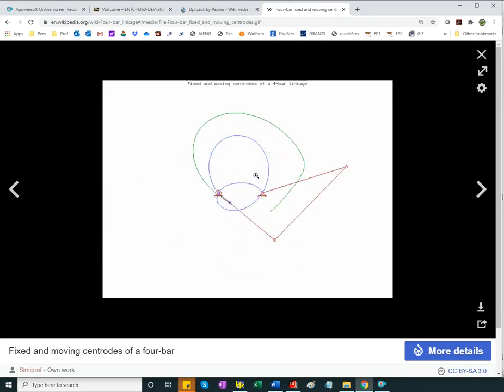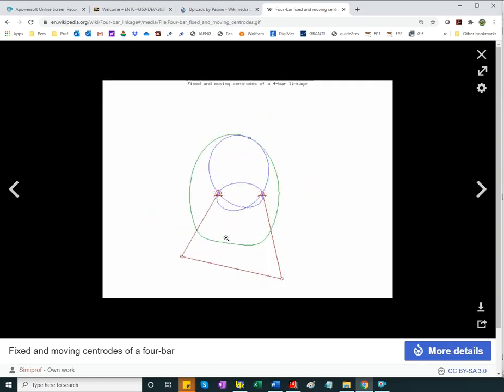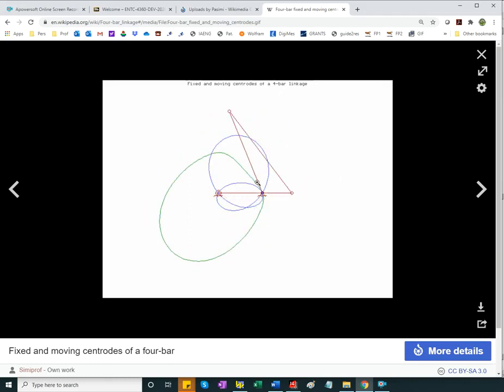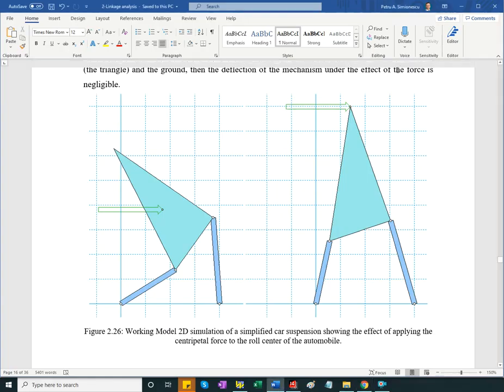Okay, so purple is the fixed centroid, green is the moving centroid. It moves together with the coupler, and this is a drag link. Remember, all three links perform full rotations, including the two adjacent to ground and the coupler. Okay.